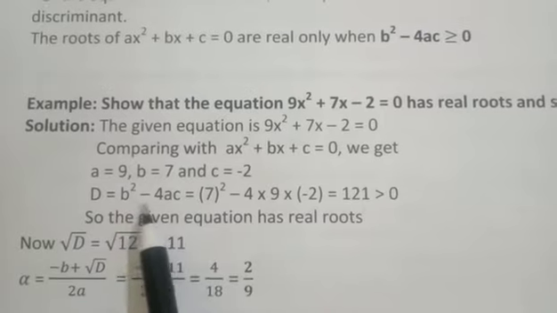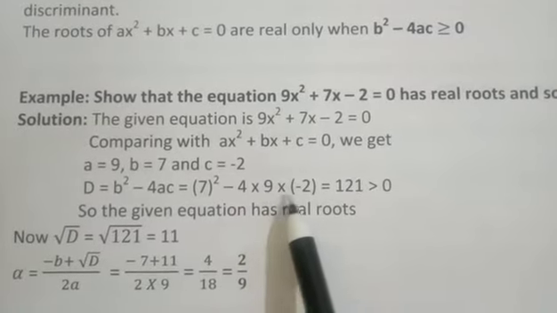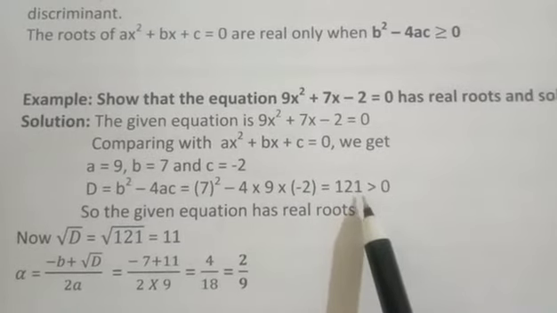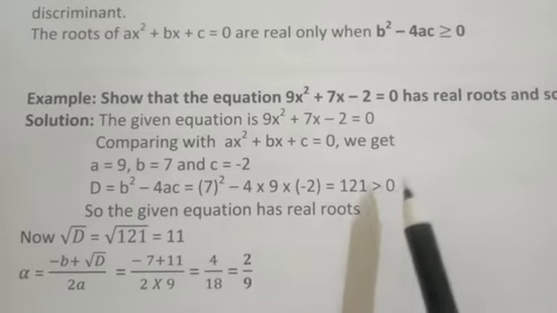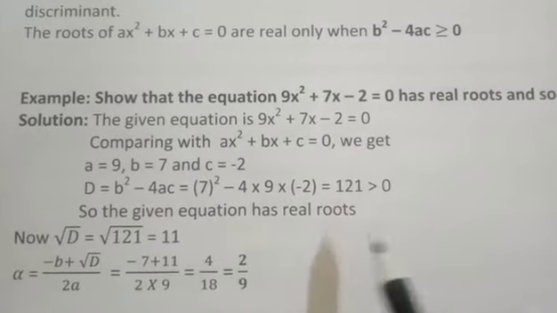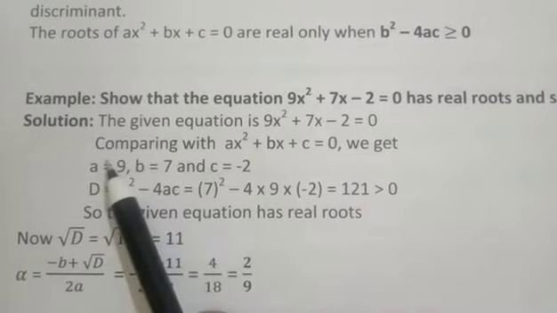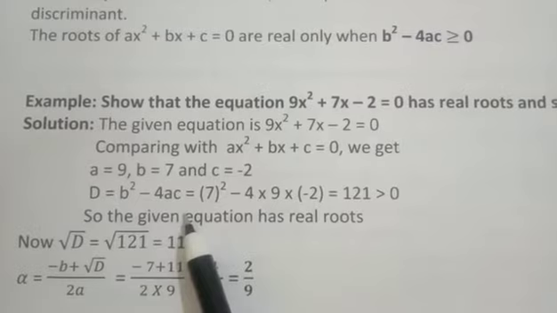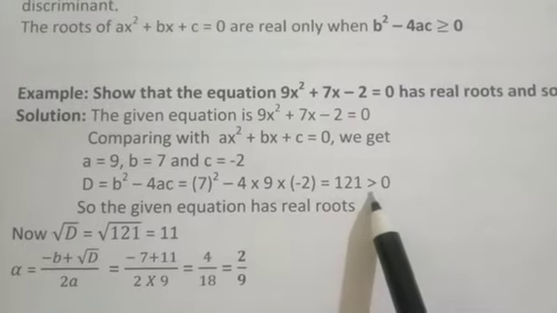The formula is b square minus 4ac, that is 7 square minus 4 into 9 into minus 2, which on solving gives me the answer as 121, and this answer is greater than 0, and this means that this equation will have real roots because the discriminant is greater than 0. So if you look at the steps here, first you have to find out the value of a, b, c along with the sign. Then we have to look for the discriminant, and here the discriminant is greater than 0, so we will move forward.